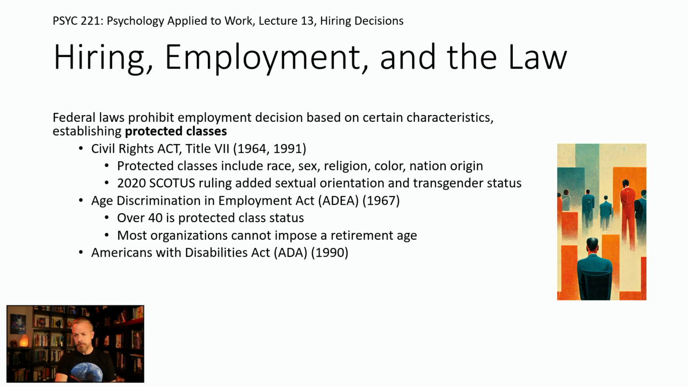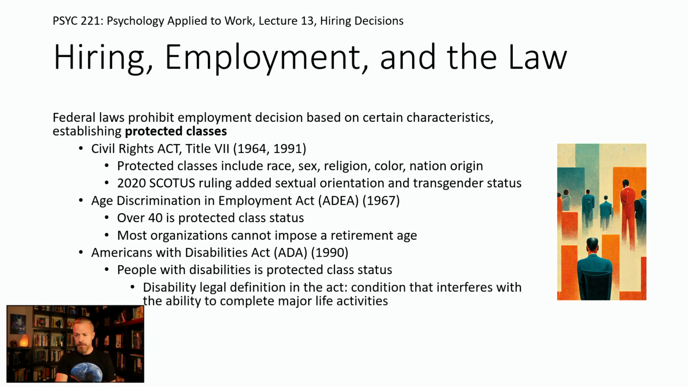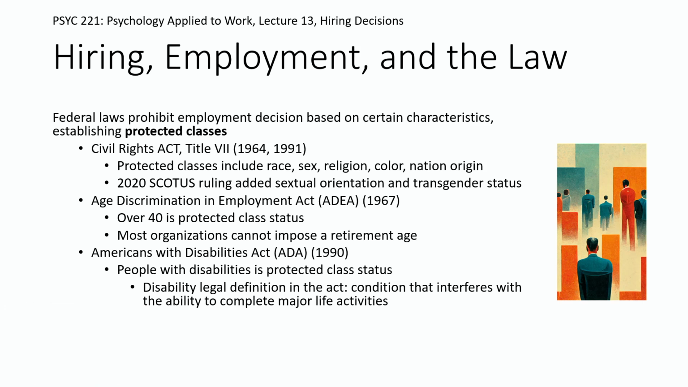And then in 1990, the ADA was passed. That's the Americans with Disabilities Act, and that added people with disabilities to the list of protected classes. Disability, the legal definition in the Act, is a condition that interferes with the ability to complete major life activities. One of the things in the Act is that an organization can't inquire as to somebody's disability status. Some disabilities are clearly evident, and some don't manifest in ways that you can clearly tell, and it is against federal law for an organization to basically force somebody to say whether they have a disability or not.